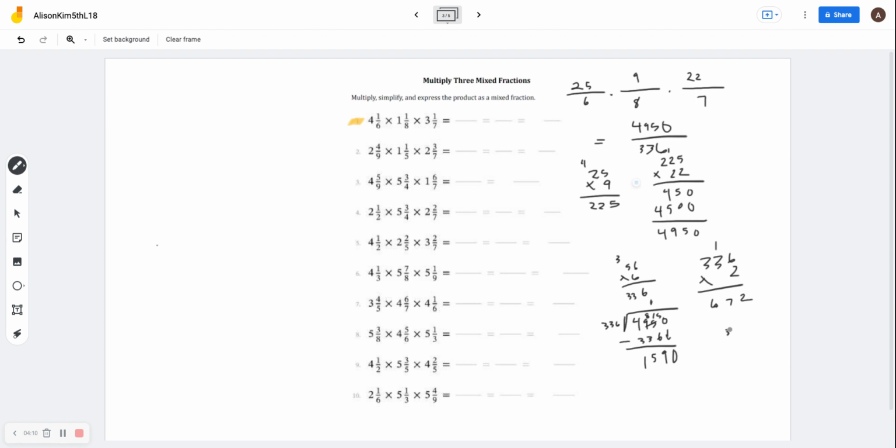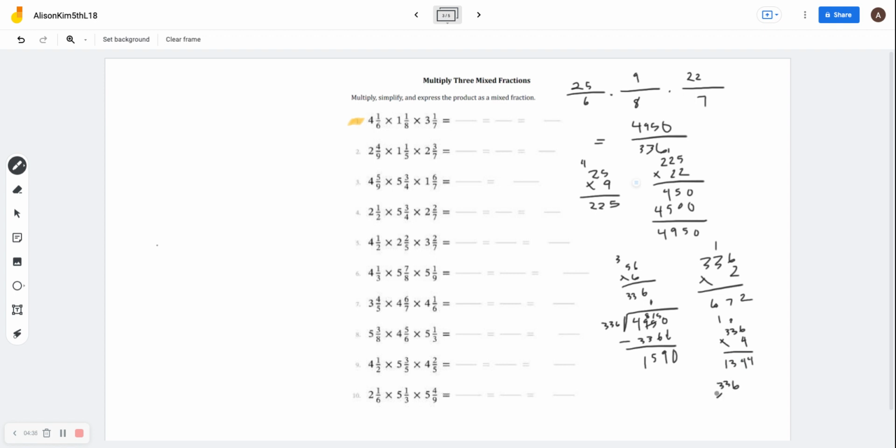So let's do 336 times, let's try 4. 4 times 6 is 24. Bring up the 2. 3 times 4 is 12. 12 plus 2 is 14. 3 times 4 is 12. 12 plus 1 is 13. Let's try one more, just in case.